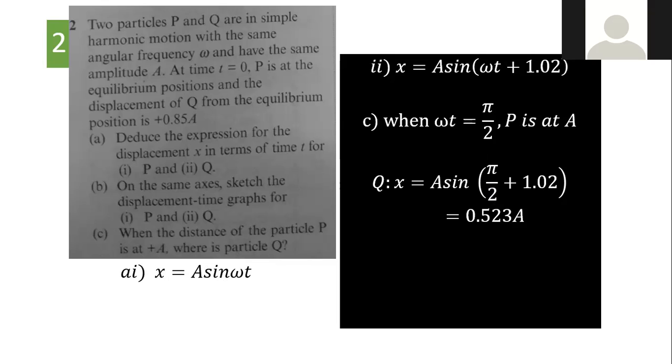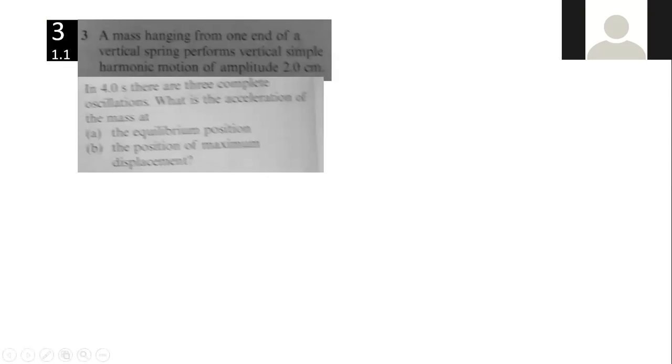Okay, let's go to number 3. A mass hanging from one end of a vertical spring performs vertical simple harmonic motion of amplitude 2 cm. In 4 seconds, there are 3 complete oscillations. What is the acceleration of the mass at the equilibrium position? Straight away, you should be able to know what is the value. What's the answer for A? Srini, what is the answer for A?